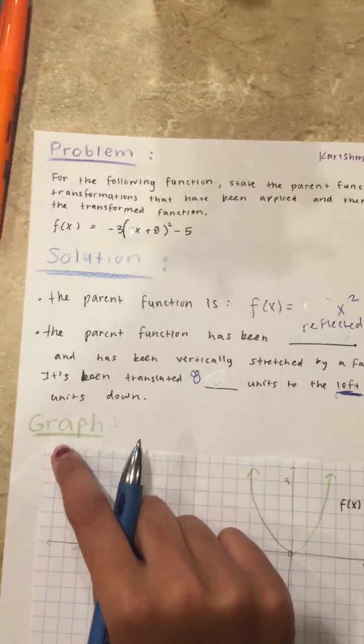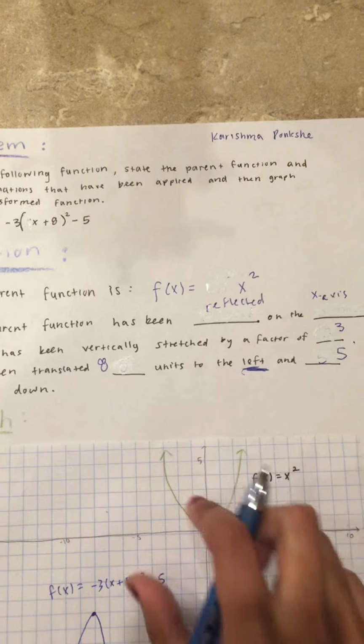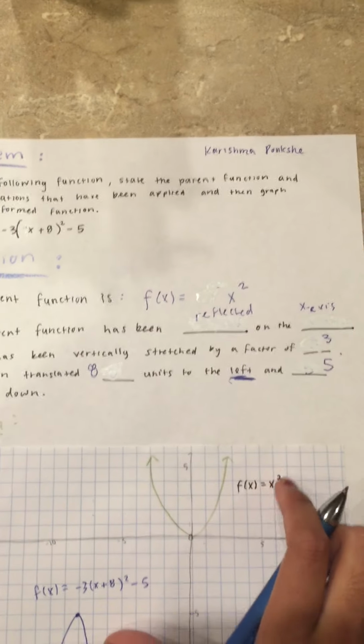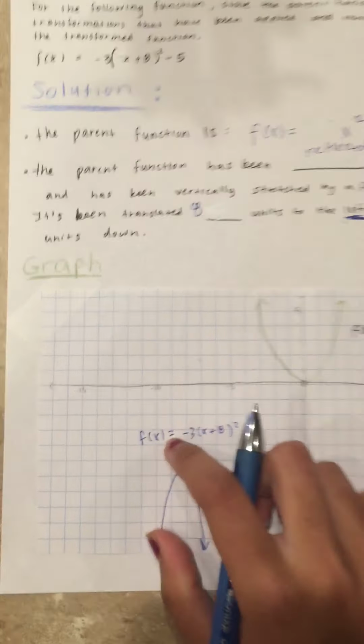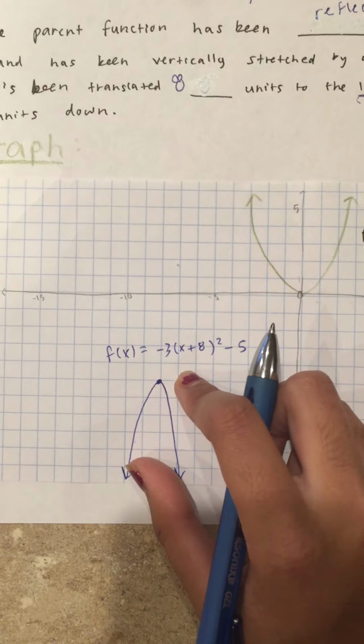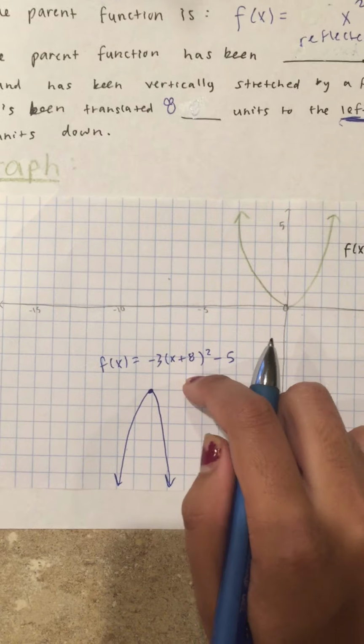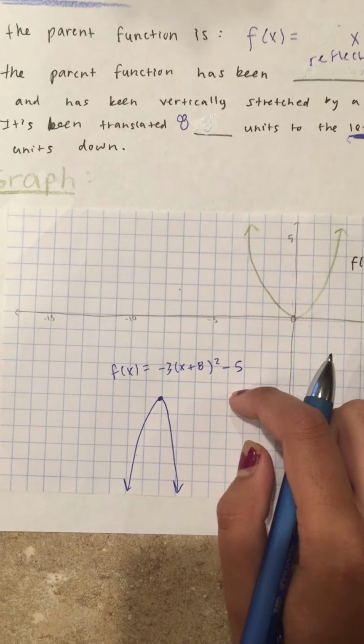And if d was plus 5 in this scenario, it would be translated up, but since it's minus 5, it's translated down. So now while graphing this function, you'd first graph the parent function, which is f of x equals x squared, which is just a simple parabola. And then when you graph the transformed function, which is here, you can see the following transformations being applied.